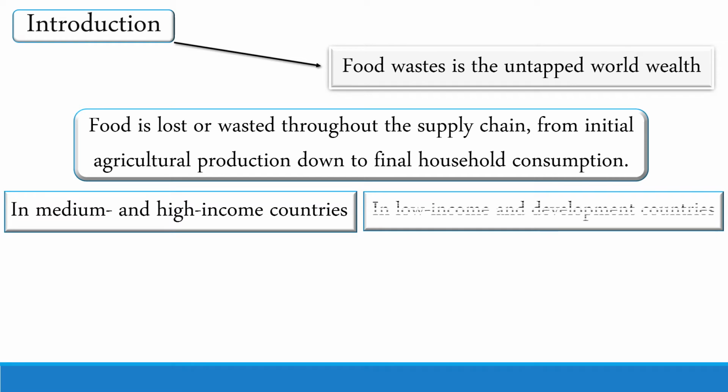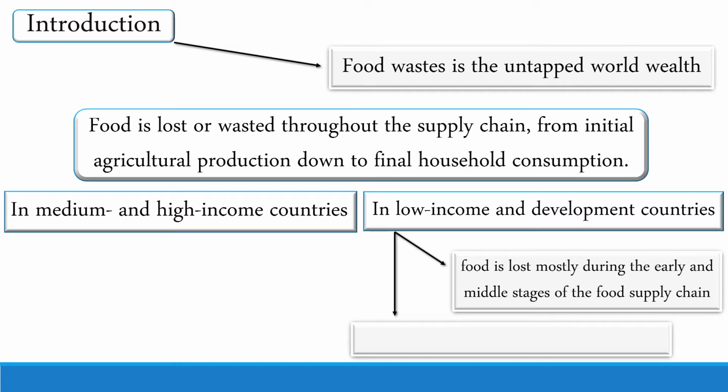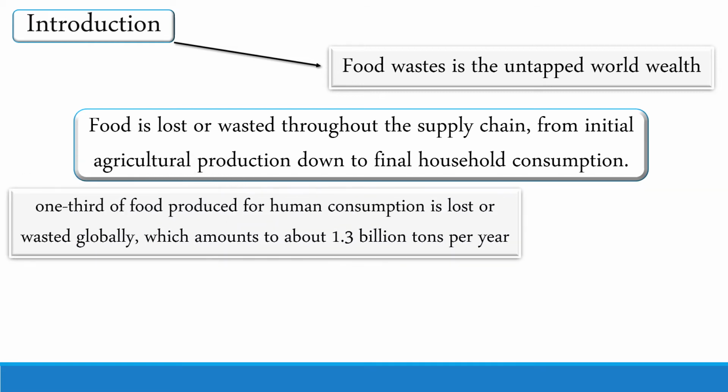In developing and low-income countries, the position is inverse, where the huge part of food waste is lost early during the food supply chain and process, while the small part is lost during food consumption. We lose one-third of food produced for human consumption as waste globally, which amounts to about 1.3 billion tons per year.